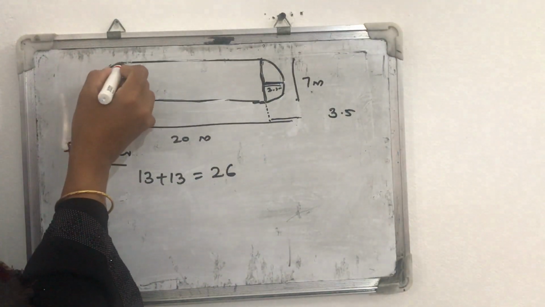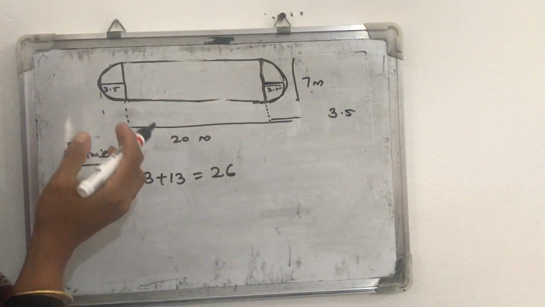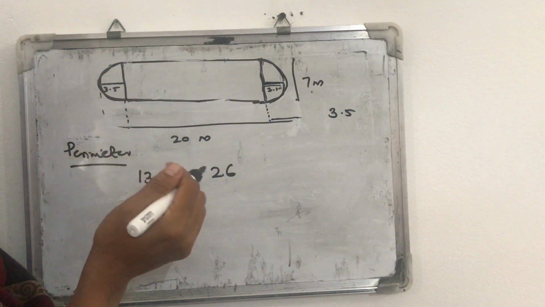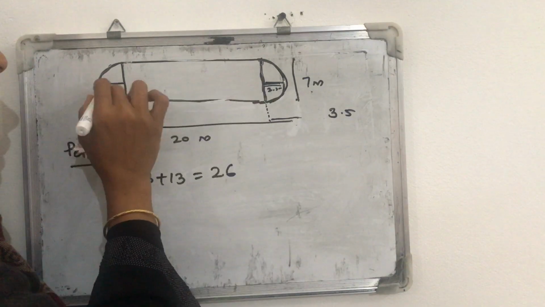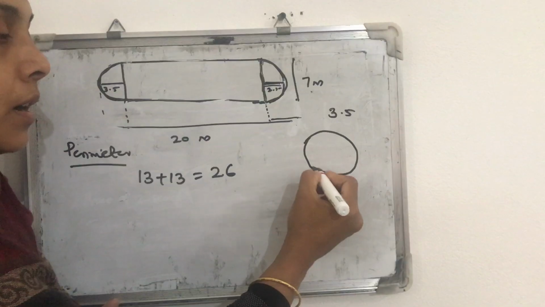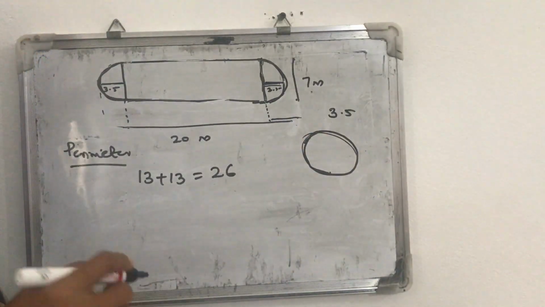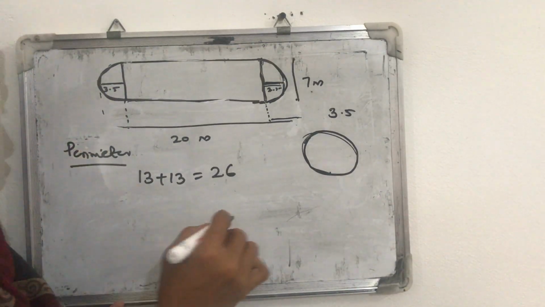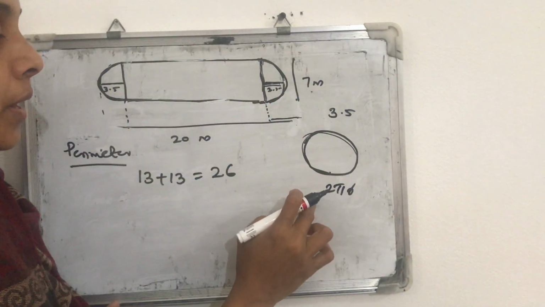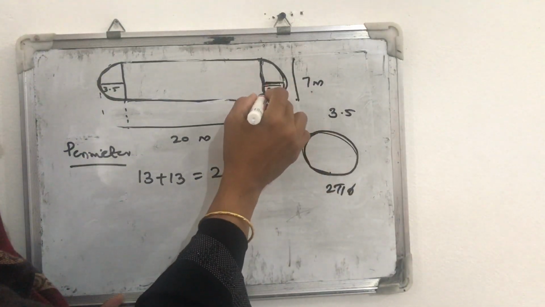Now next we want to find this. How can we find this? This is which shape? Semicircles. Circumference, how can we find it? When we combine these two semicircles, we will get a full circle. And what is the equation for finding the circumference of a circle? That is 2 pi r. So combining these two, we can find the perimeter using 2 pi r. What is r here? That is 3.5.